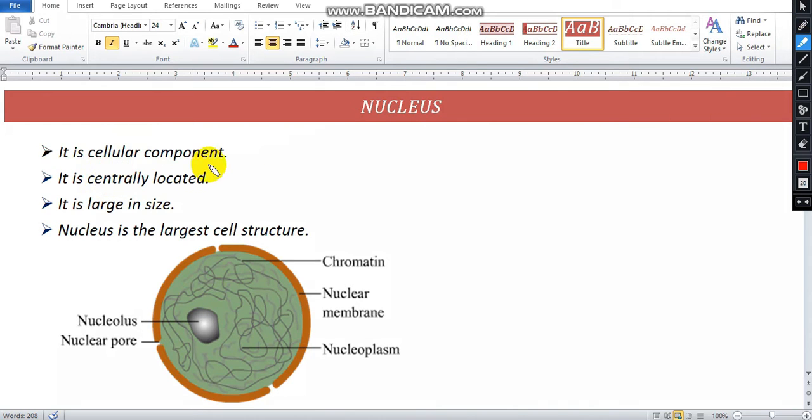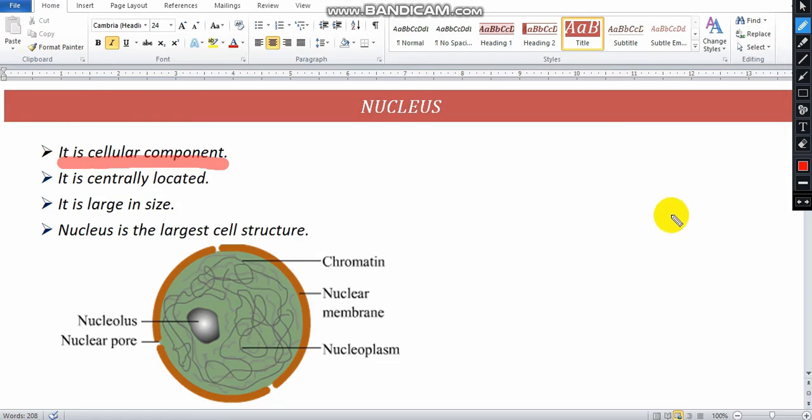It is a cellular component. So let's see why it is called a cellular component. As we all know, the nucleus is present in the cell. So as it is present in the cell, it is a component of the cell. That is the reason it is called a cellular component.